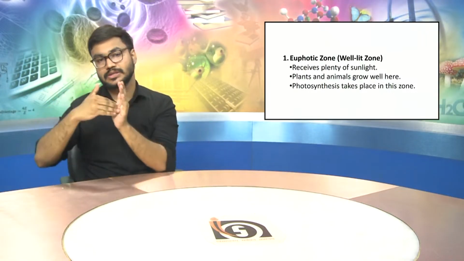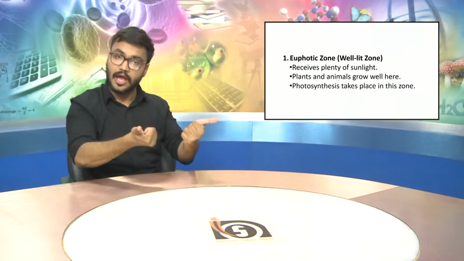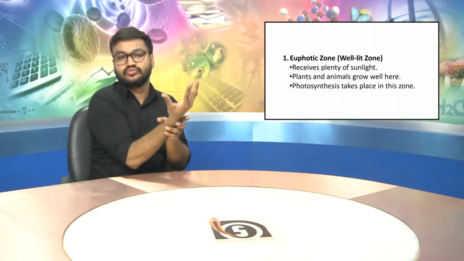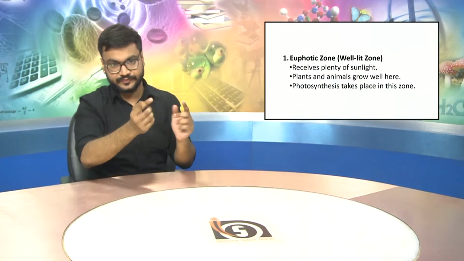So the first level of the pond is the euphotic zone, or we can say the well-lit zone. It receives plenty of sunlight and there plants and animals grow well, and the photosynthesis process takes place in this zone.